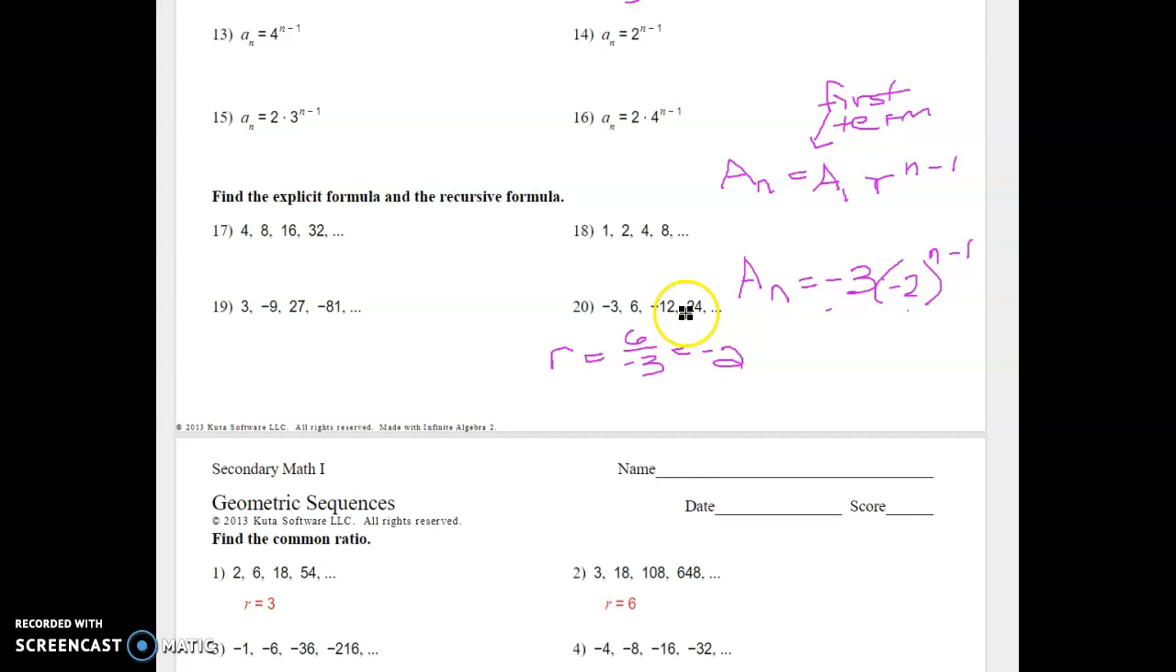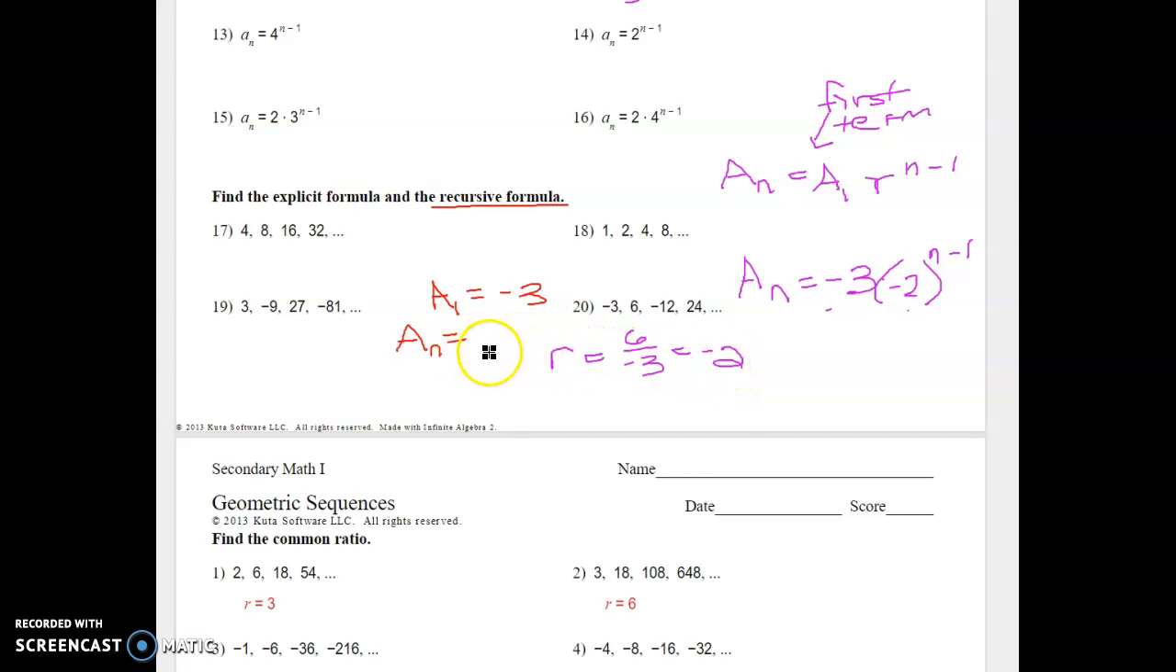Now the recursive formula, I'm going to use a different color. You need 2 formulas for recursive. So the first formula, you always just state what the first term is. You have to provide that. The second formula, you need to memorize this notation, and there's 2 different ways you can write the notation. I'm just going to show you one, so it will be acceptable, is you need to find the pattern. So our pattern is to multiply by -2.